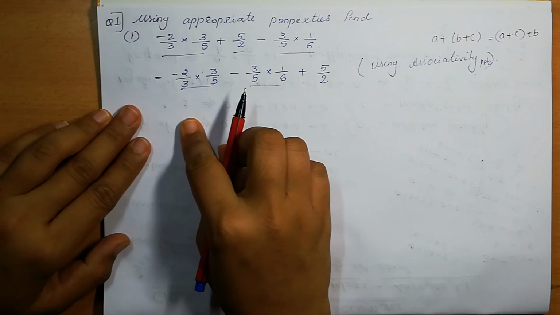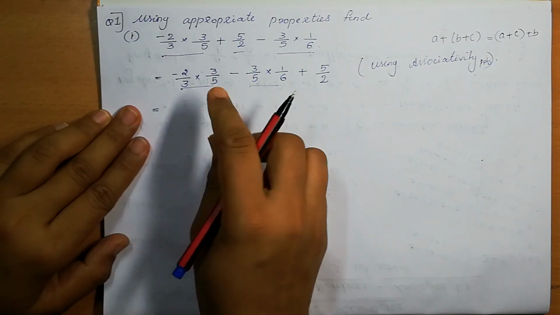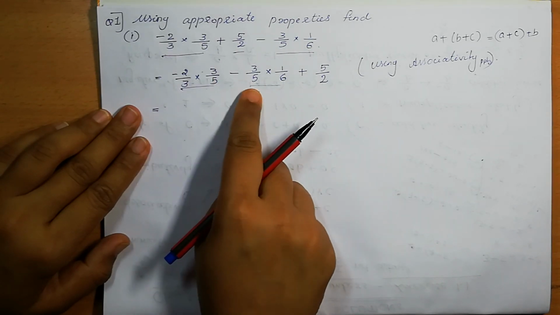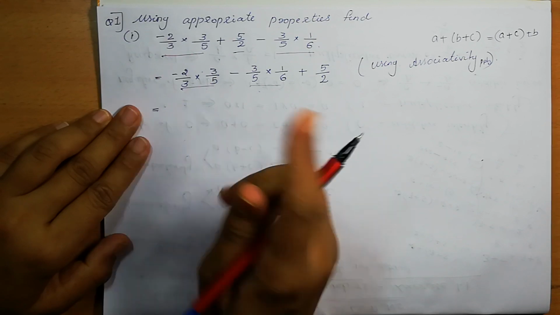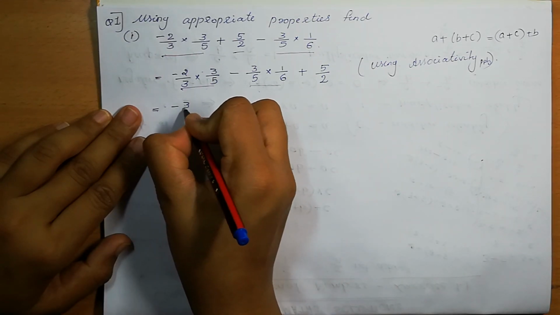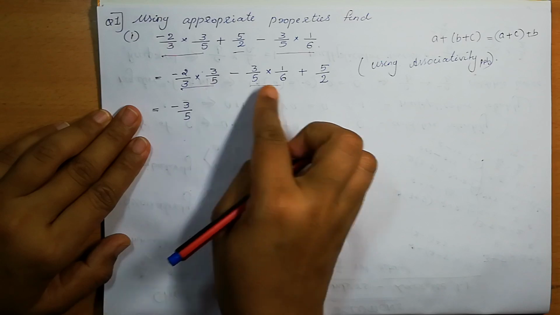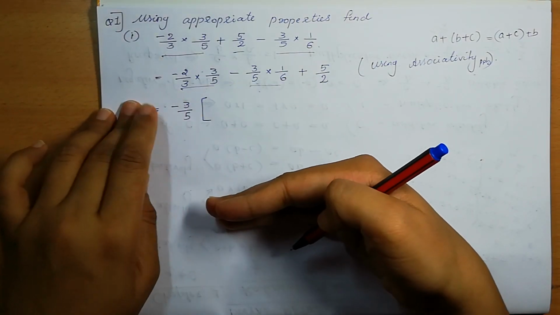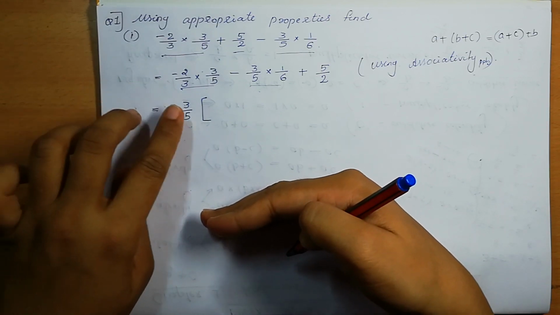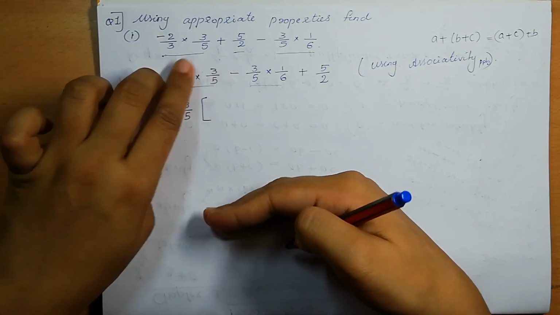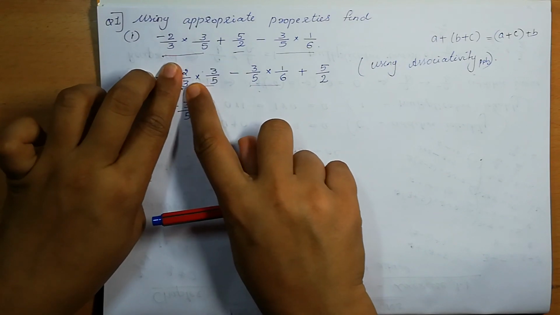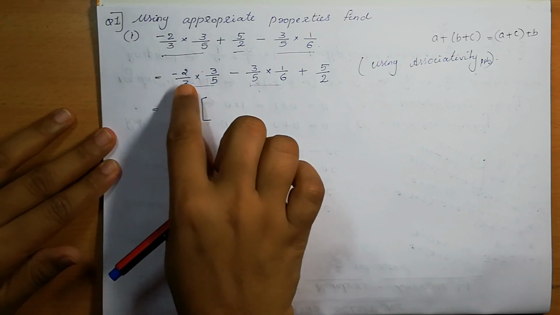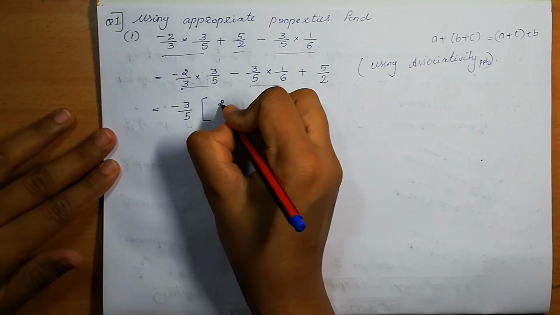So we can write 3 by 5 outside. One more thing: in this term minus is there, in this term also minus is there. So what am I taking common? Minus 3 by 5 I am taking common from these two terms. Taking common means each term we need to divide with that number, correct? So minus 3 by 5 is dividing, this minus 3 by 5 will go. What is remaining? Only 2 by 3, because minus is also common, 3 by 5 is also common. Remaining term is 2 by 3.